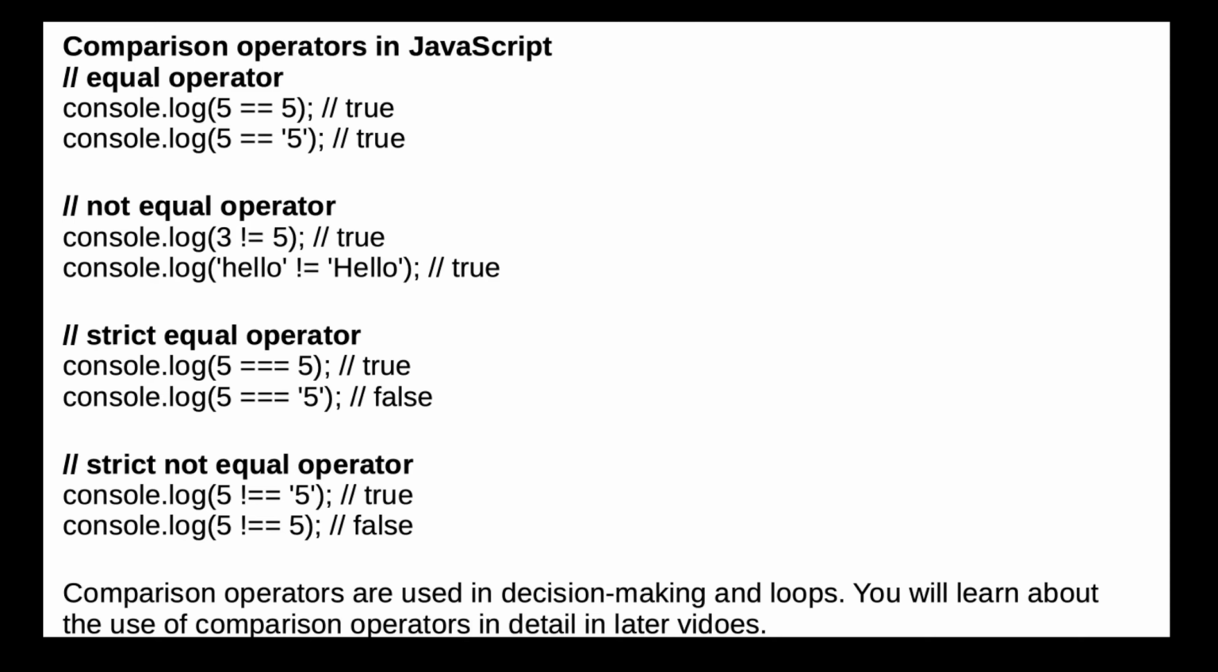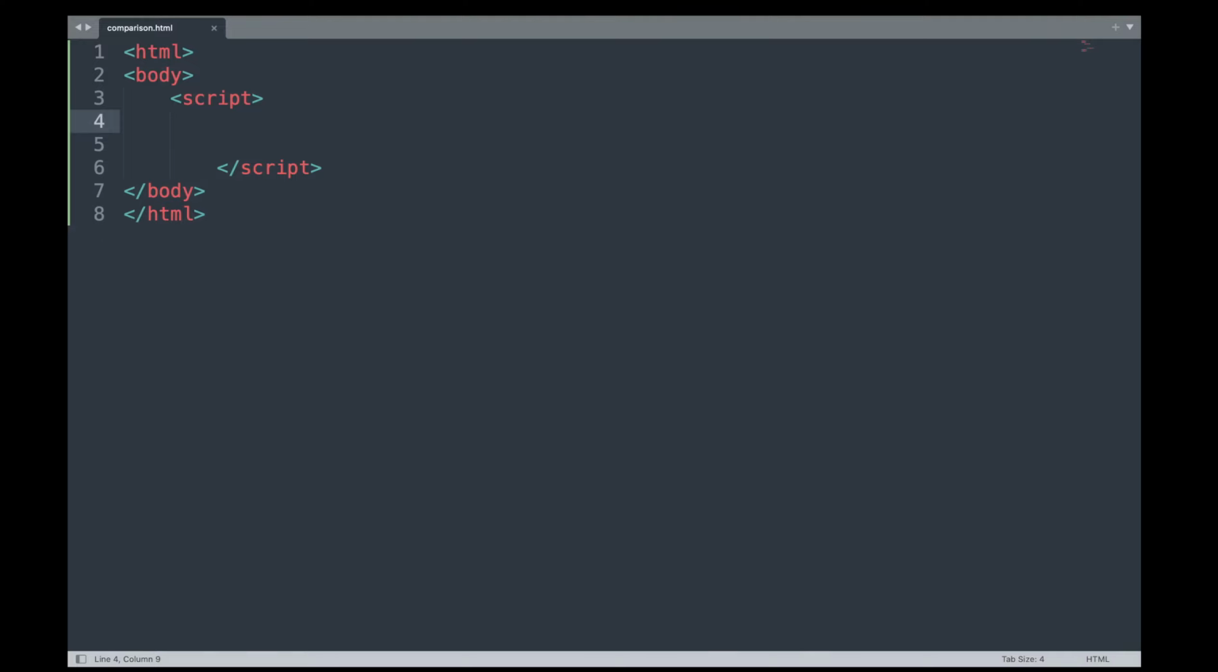Comparison operators are used in decision making and loops. You will learn about the use of comparison operators in detail in later videos. So first we take one example of all these comparison operators. Open the Sublime text editor and first we take two variables, a equals 10 and next b equals 5.